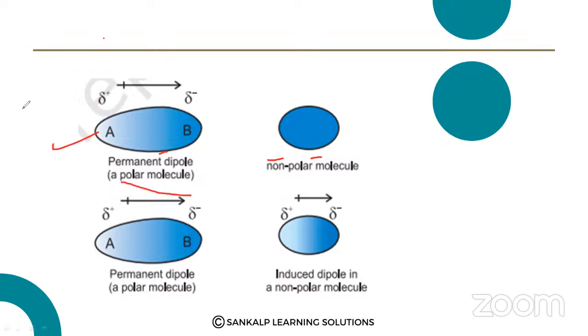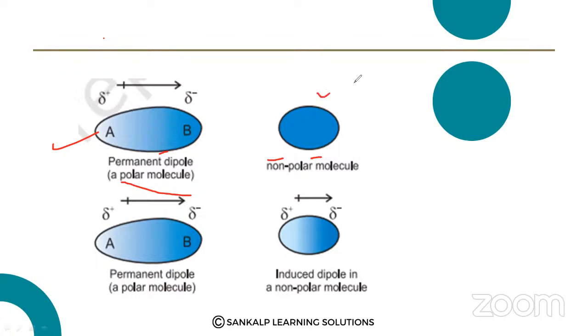Polar molecule means what? There will be the presence of electronegative atoms. As a tendency, it will pull the electrons towards itself. As a result, there will be development of partial negative and partial positive charges, as you can see here. So there is a permanent dipole on this particular molecule. It is a polar molecule, and so this is a dipole molecule.